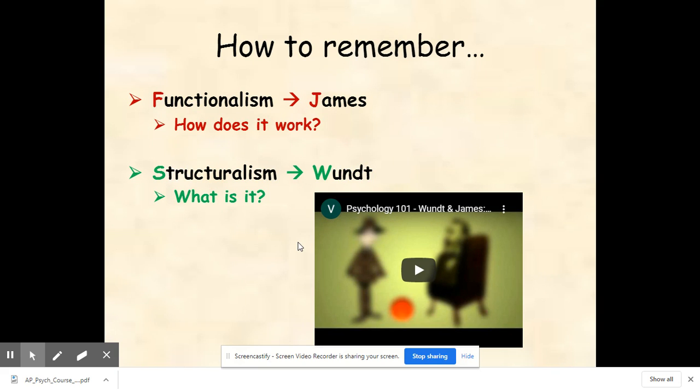A way that might help you remember this, and it might not, I didn't come up with this mnemonic, but to help remember the field and the names: functionalism, F comes before J. F is closest to J, so functionalism and James. And then structuralism and Wundt, S is closest to W.